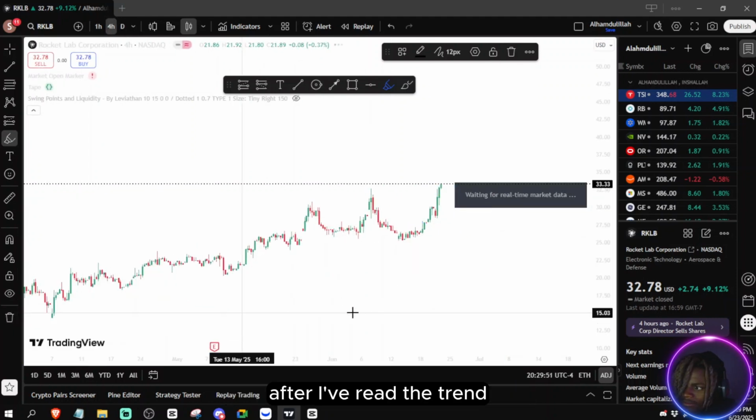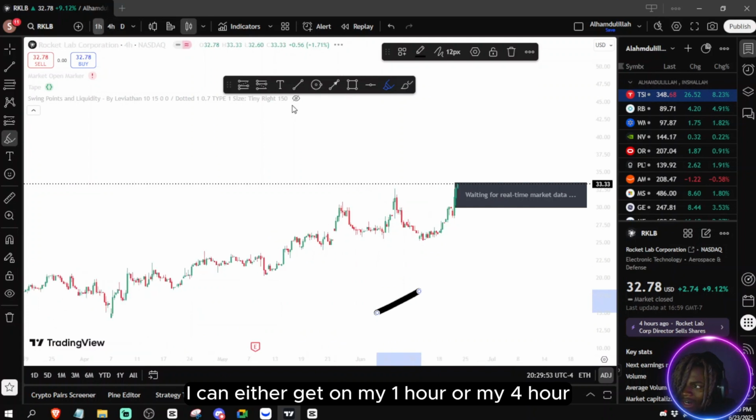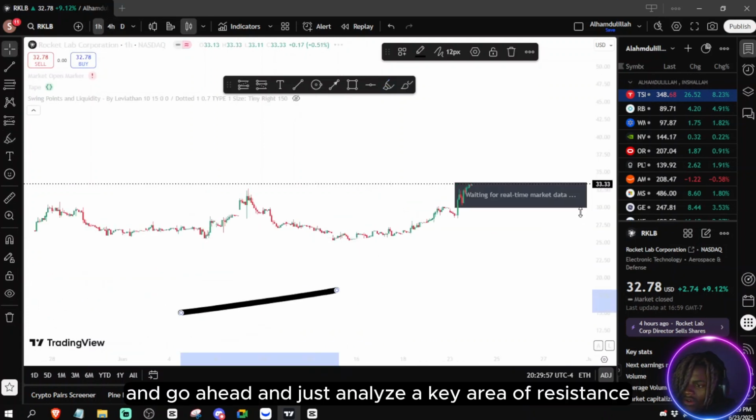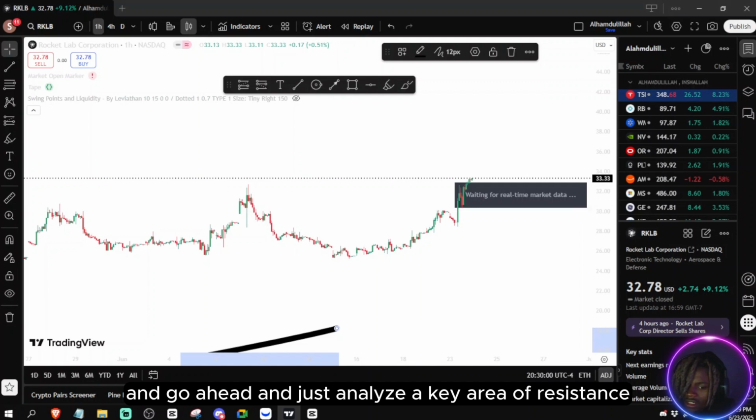After I've read the trend, I can either get on my 1-hour or my 4-hour and go ahead and just analyze a key area of resistance.